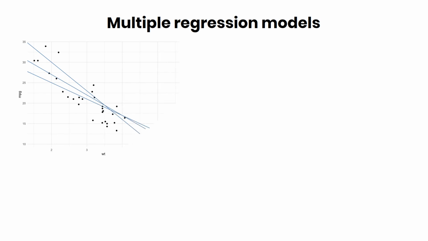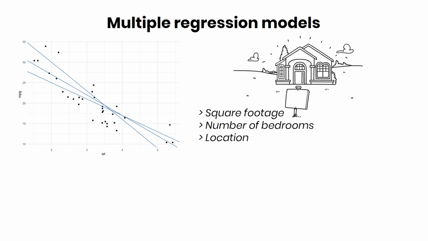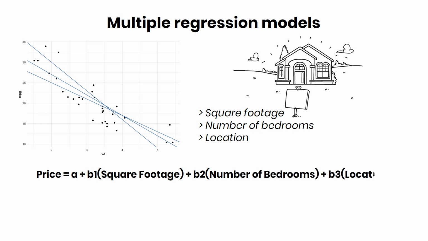In addition to simple linear regression, students will learn how to develop multiple regression models, which involve more than one independent variable. These models are used to examine the effect of multiple factors on a dependent variable. For example, a multiple regression model could be used to predict house prices based on factors such as square footage, number of bedrooms, and location. The equation might look like this: price equals A plus B1 square footage plus B2 number of bedrooms plus B3 location.